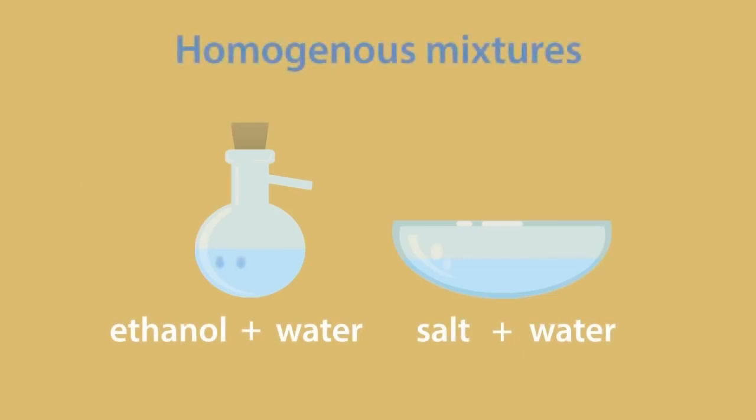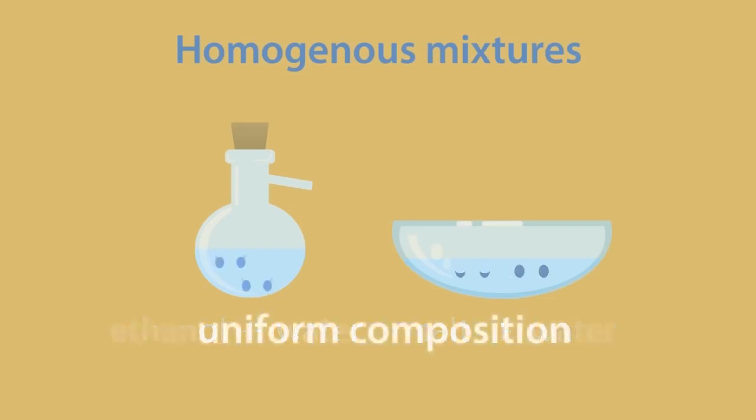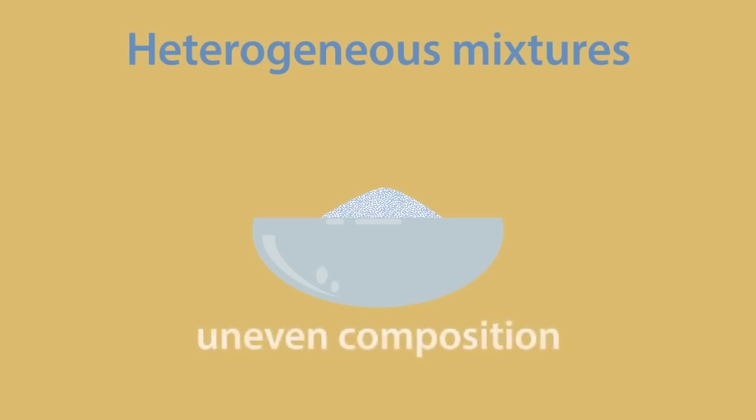This means that the components of the mixture are in the same phase, or the composition of the mixture is uniform throughout. Now, we will look at separating heterogeneous mixtures, where the components in the mixture are not in the same phase, or the composition of the mixture is uneven.